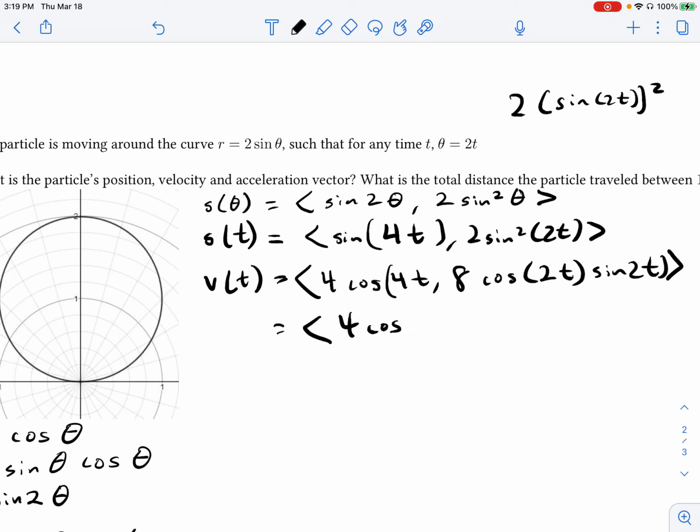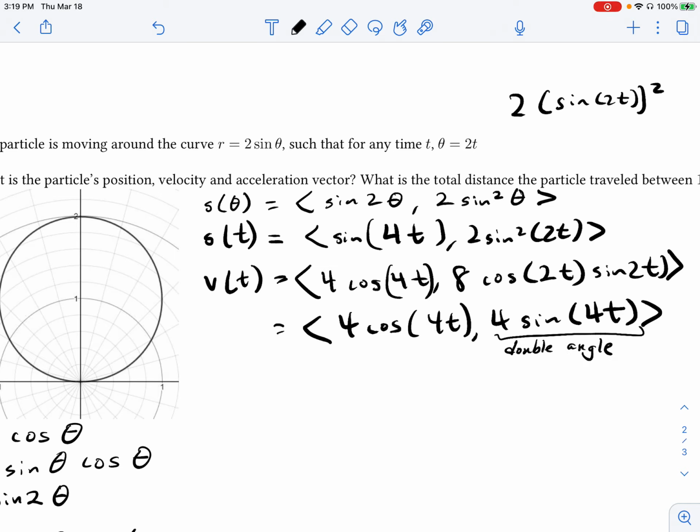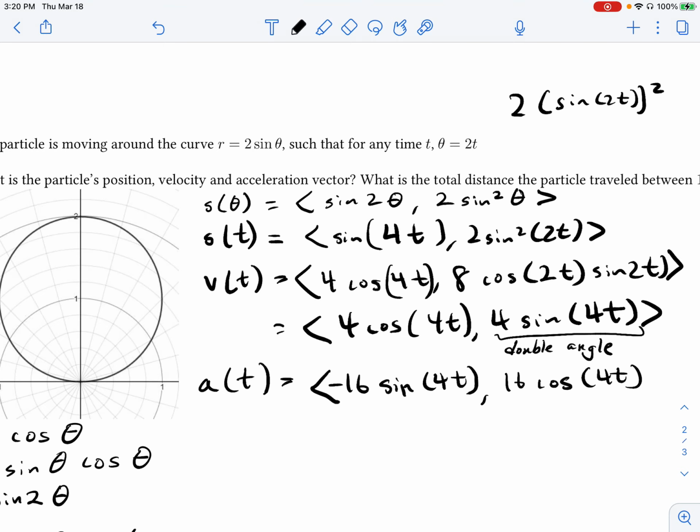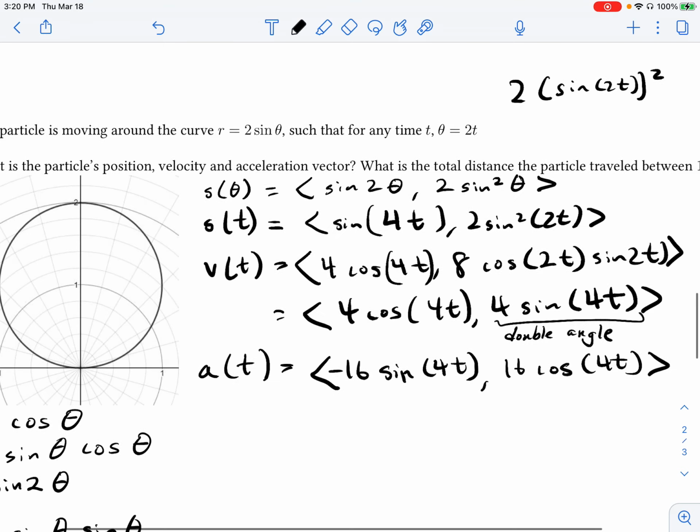And if you want to, you can indeed use a double angle identity here to simplify that again. So cosine of 4t, 4 sine of 4t. I'm just applying a double angle identity again here. All right. And finally, not finally, we got one more thing after this, but the acceleration vector is going to be the derivative of all this. So we have negative 16 sine 4t, and the derivative of the y component is going to be 16 cosine 4t. All right, so we've got all three of my vectors.